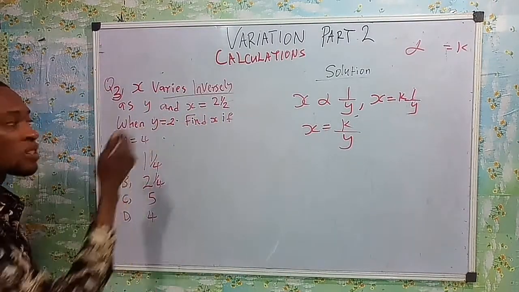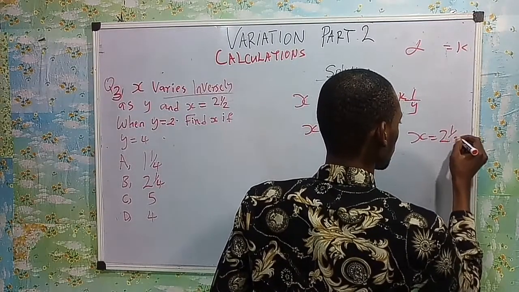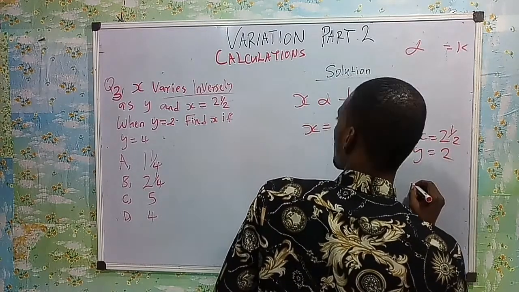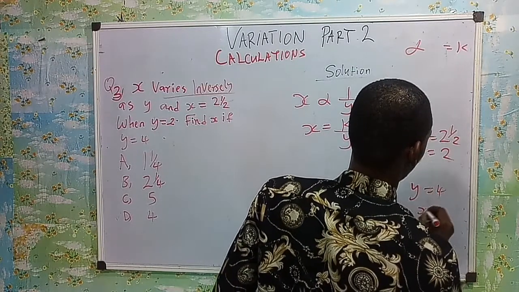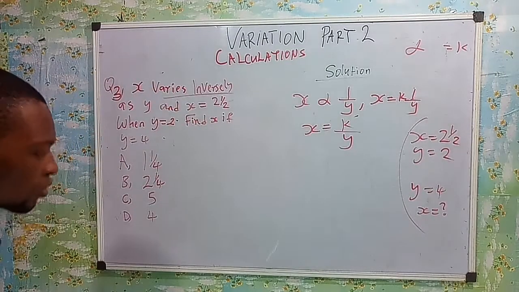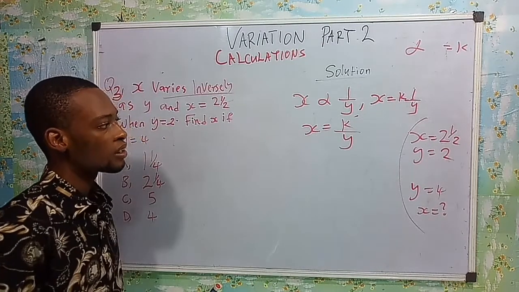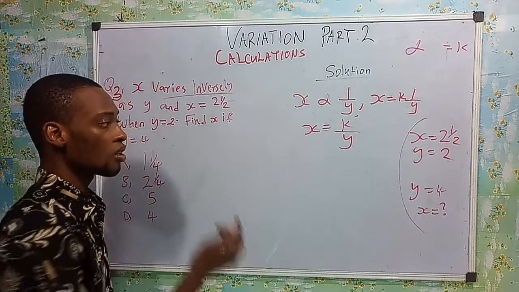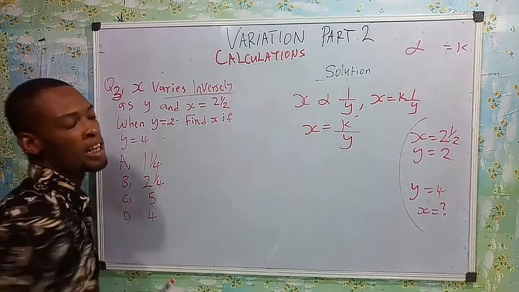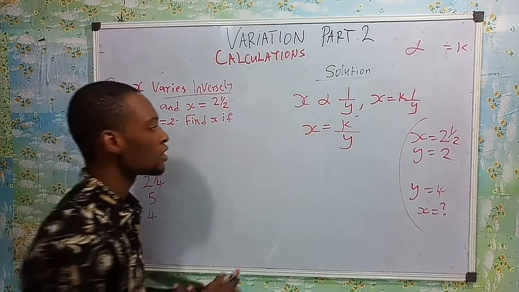So this is the same thing as this. Now, when s equals 2 1 over 2, y equals 2. As y equals 4, s equals question. So let's solve for the first part. When s equals 2.5, y equals 2. So we have s, we have y. So let's find k. We can do that by making k the subject of the formula.